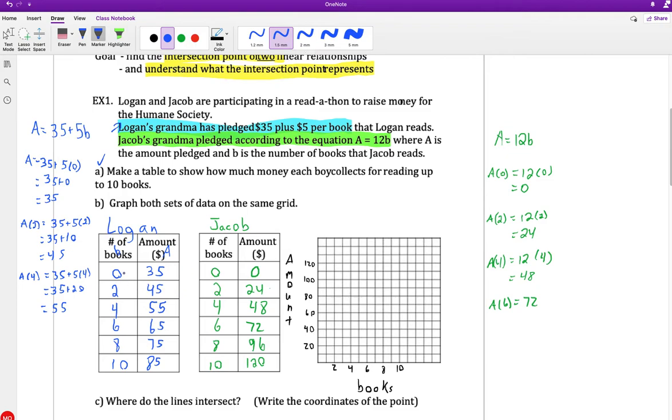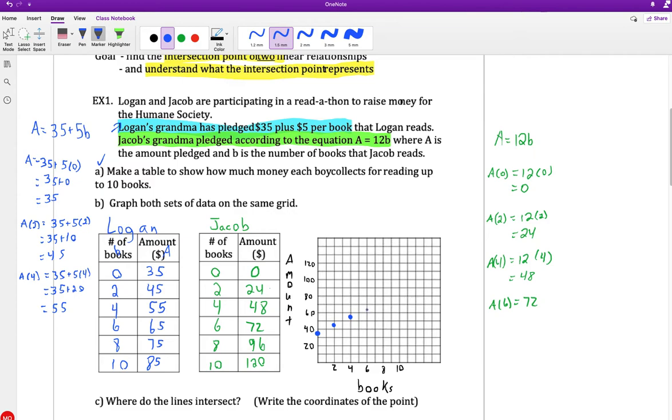So let's mark our first point. So I'm going to do Logan first. At 0 books, he's at $35. There's going to be about here. Oh, there's my dot. At 4 books, he's at $55. Oh, sorry. At 2 books, he's at $45. So 2 books, 45, dot. At 4 books, he's at 55, dot.